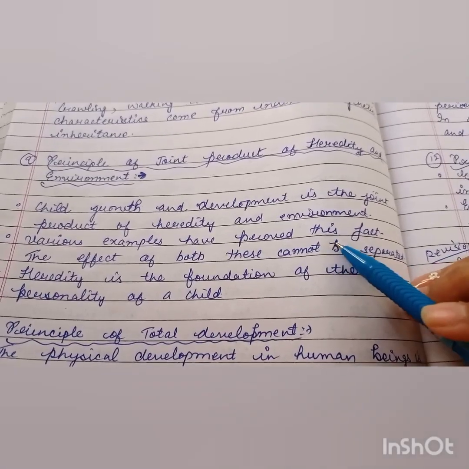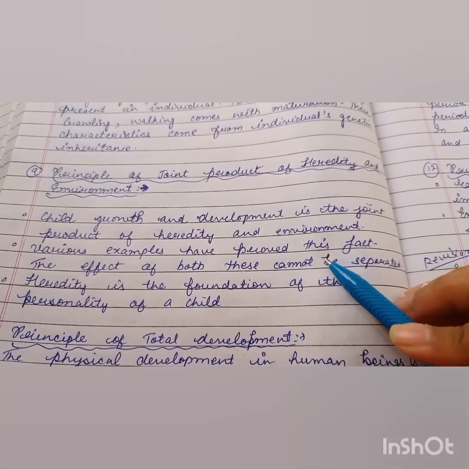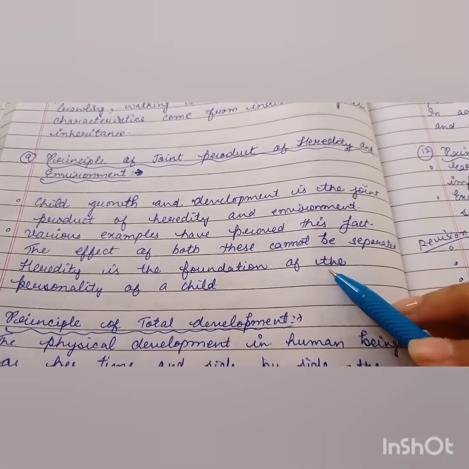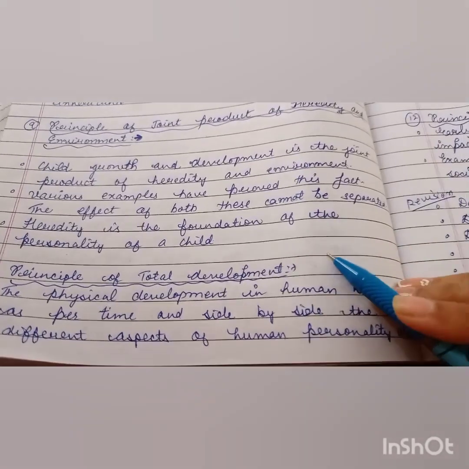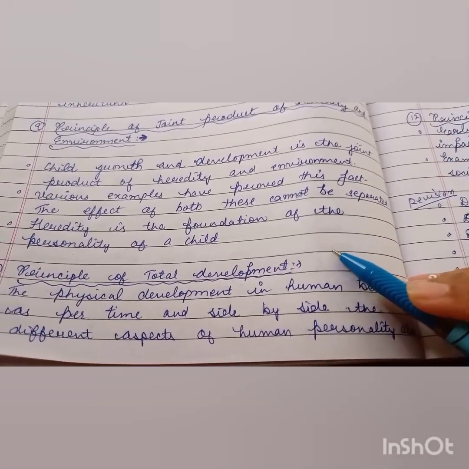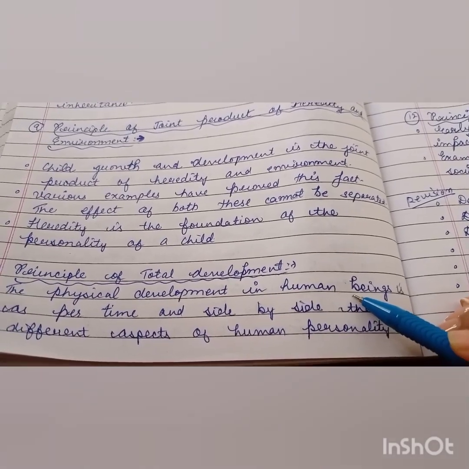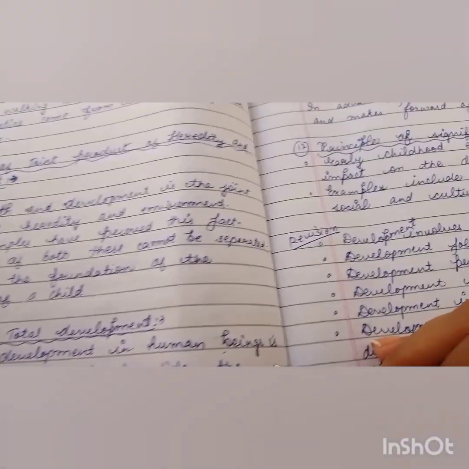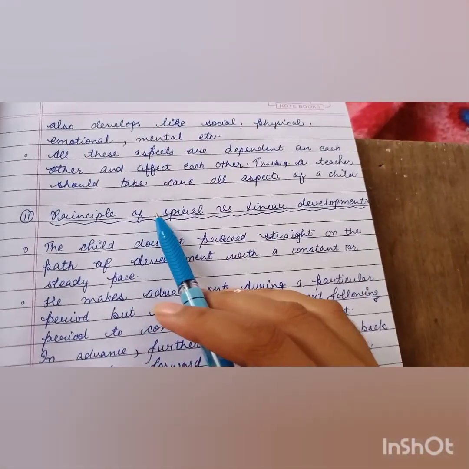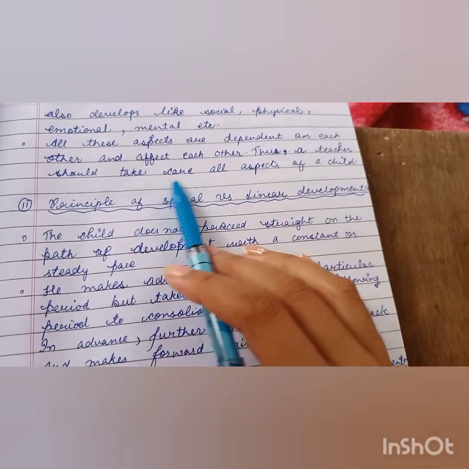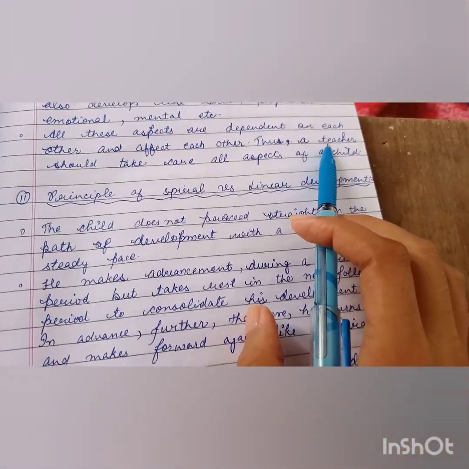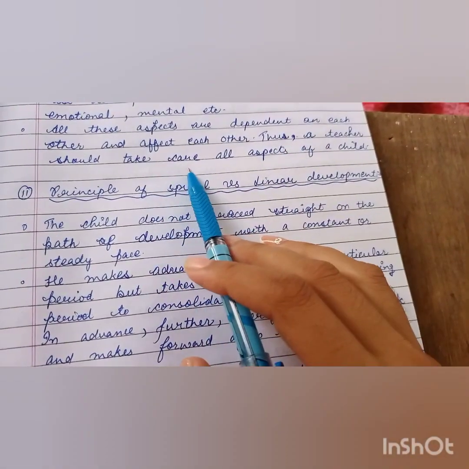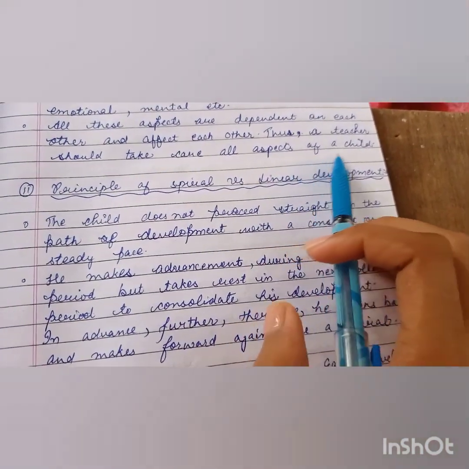Various examples have proved this fact that the effects of both cannot be separated. Heredity is the foundation of the personality of a child. Principle of total development. The physical development in human beings proceeds with time, and side by side the different aspects of the human personality also develop, like social, physical, emotional, mental, etc. All these aspects are dependent on each other and affect each other. Thus, a teacher should take care of all aspects of the child.